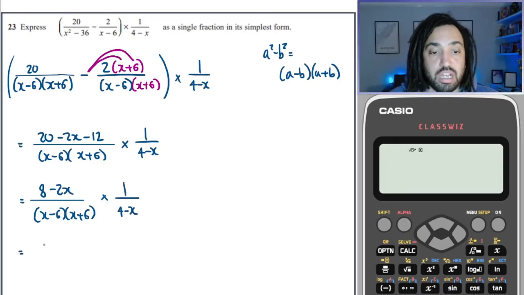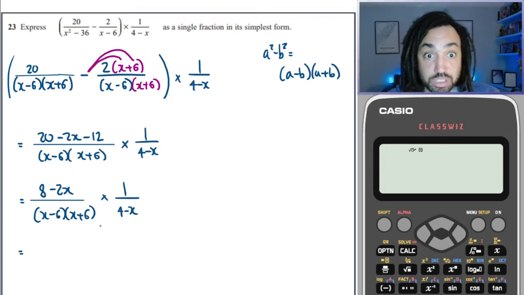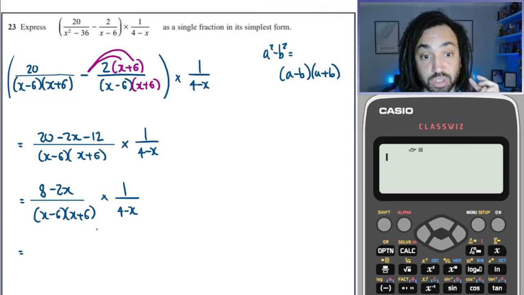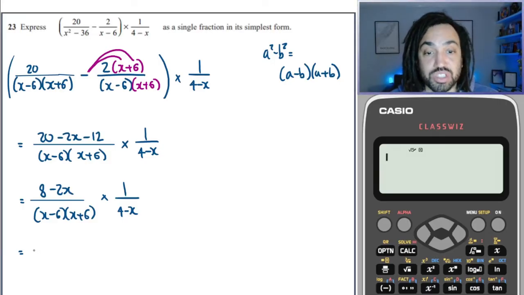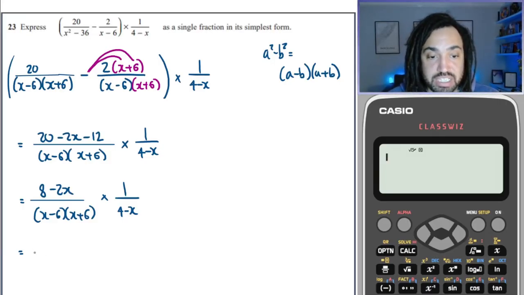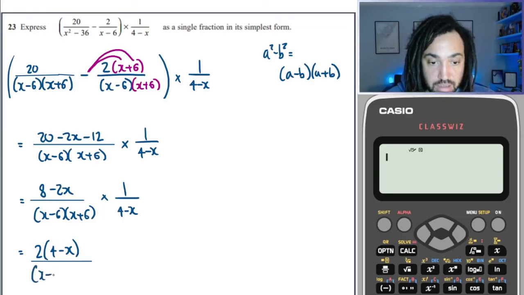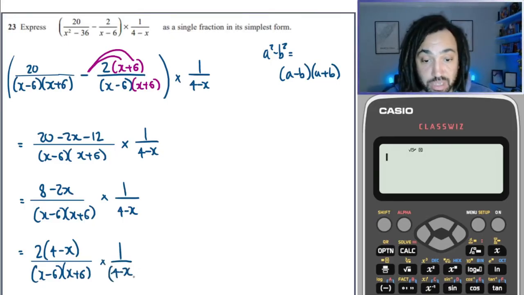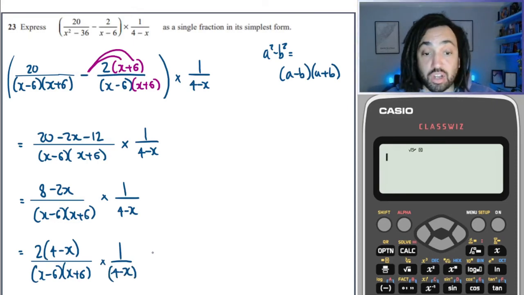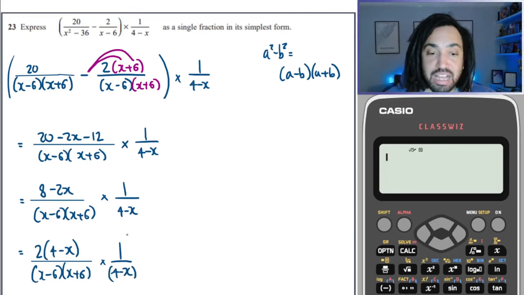Equals. Now, again, what did I say? At any opportunity, if you can factorise, do it, because factors are your friends, and we're going to want to factorise as much as possible. So we can take out a factor here of 2 to get two lots of 4 minus x, and that's all over x minus 6, x plus 6. Then we're multiplying by 1 over 4 minus x, and as expected, we do have a common factor on the top and one on the bottom.